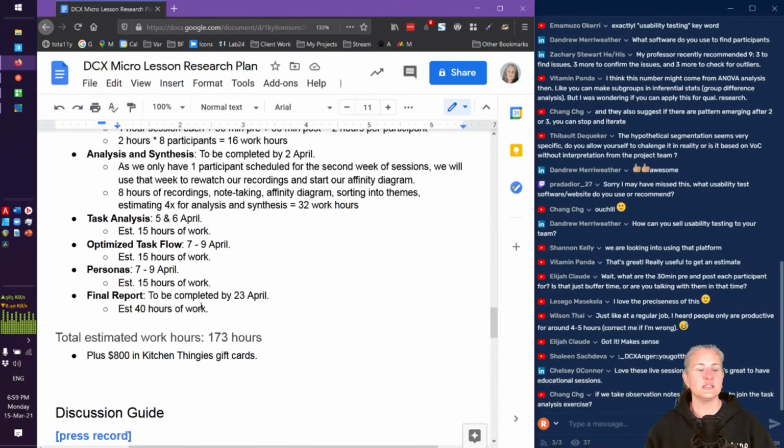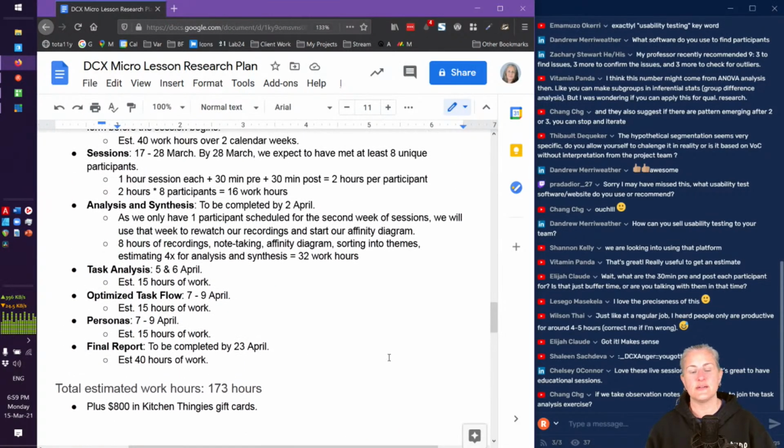Okay, so estimated work hours, 173 hours. I'm not really going to spend 173 hours, and neither are you, but this gives you an idea of the type of quote or proposal that I might either give an outside client as a freelancer or agency, or to just tell my own internal team if I'm working at a corporate job. Hey, everybody, this is 173 hours of research.